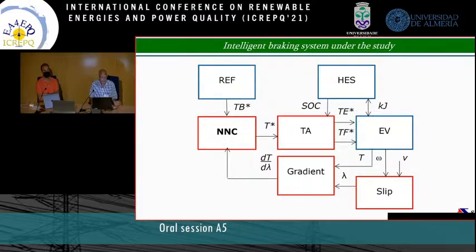Reference is our driver. The only thing he needs is to press the brake pedal or to release the gas pedal. That's all. He doesn't decide anything more. Our controller, now a neural network controller, decides itself which method of control to select. It provides the reference torque, T star. The controller decides which brake to select, via the torque allocator: electrical braking or friction braking.